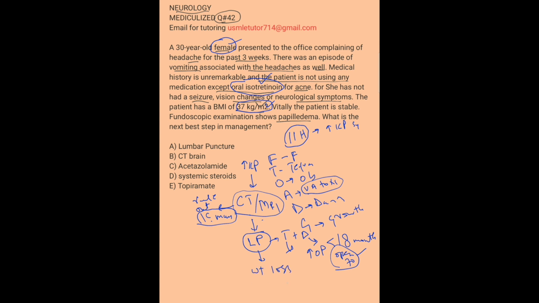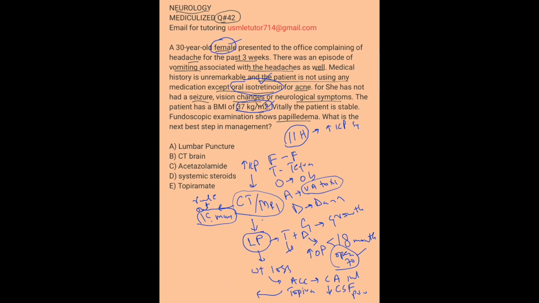You're going to tell the patient to lose weight, and also you are going to start them on some medication that is going to decrease the ICP, decrease the synthesis of cerebrospinal fluid. For example, acetazolamide is a carbonic anhydrase inhibitor, and it can be used chronically for the management of idiopathic intracranial hypertension. So it decreases CSF production. Also remember, another drug like topiramate can also be used.